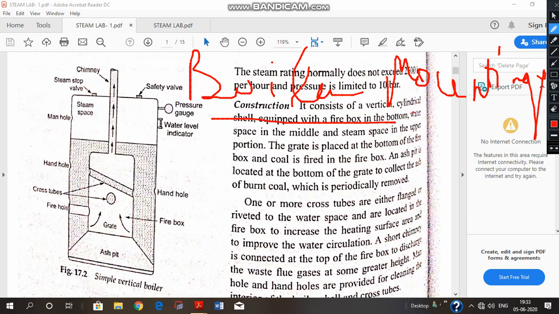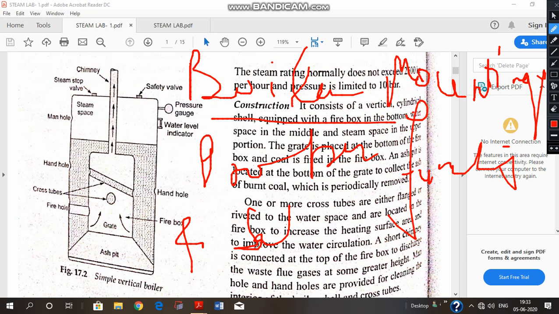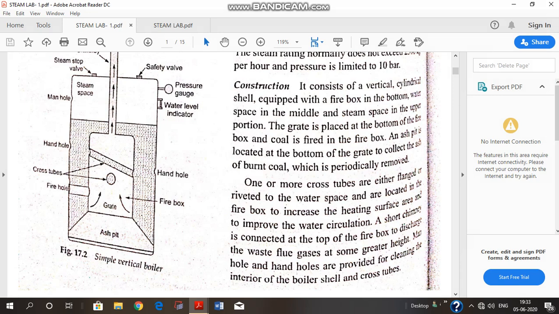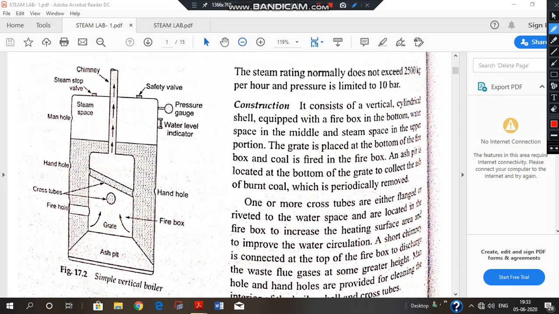These are the things which are essential for the proper functioning and safety. Please note, I am also repeating it once again, proper functioning and safety of boiler. Now there are certain things. Now this boiler is also quite similar, and this boiler consists of two cross tubes.